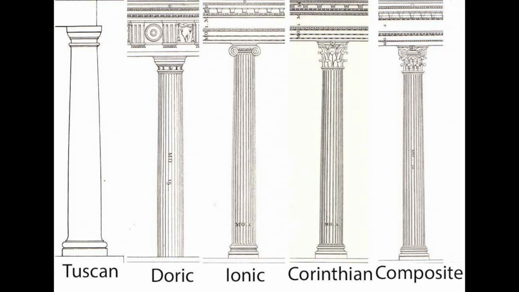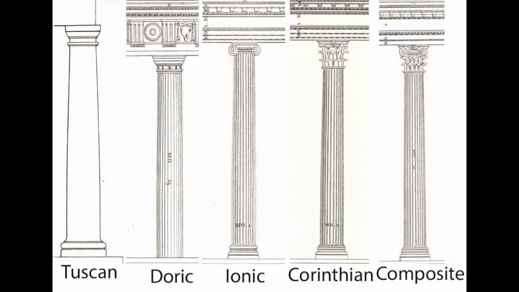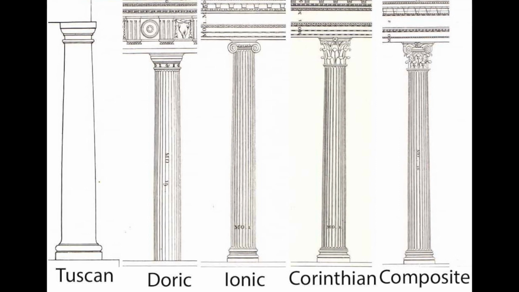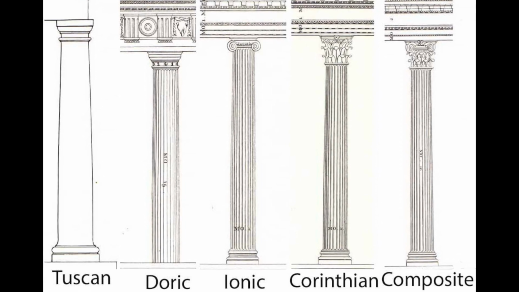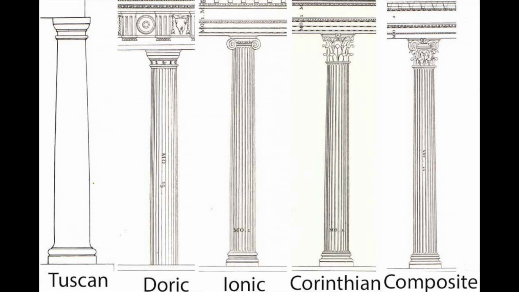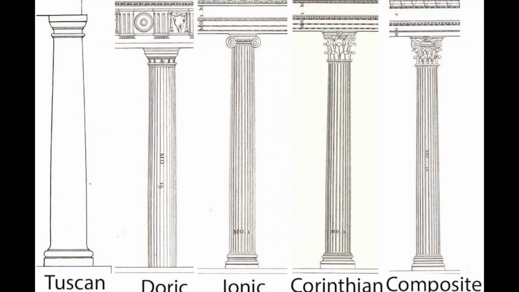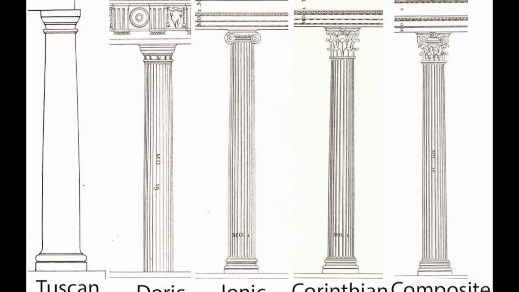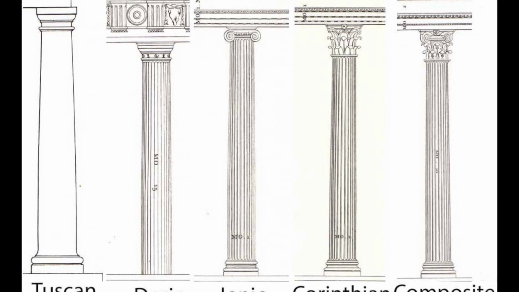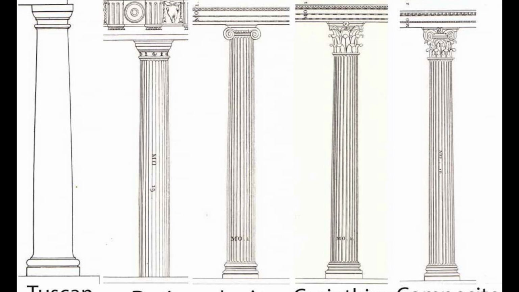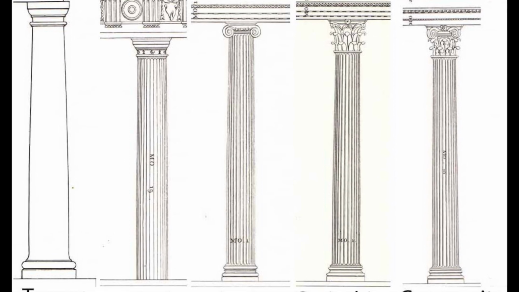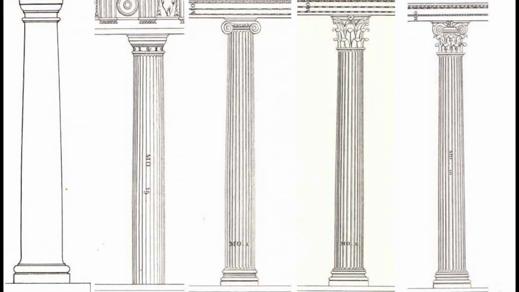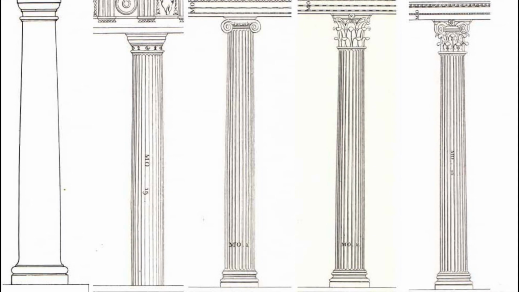So the first one that we have here is the Tuscan. The Tuscan comes from the Romans and is seen as the basic column because, as you can see in comparison to the rest of the columns, the Tuscan doesn't really have a design or a pattern. The next one is the Doric, which comes from the Greeks. Ionic also comes from the Greeks, as well as Corinthian. But the last one, Composite, comes from the Romans.